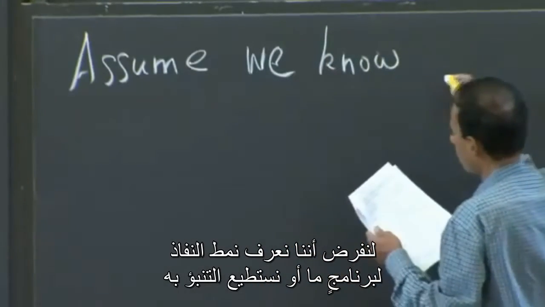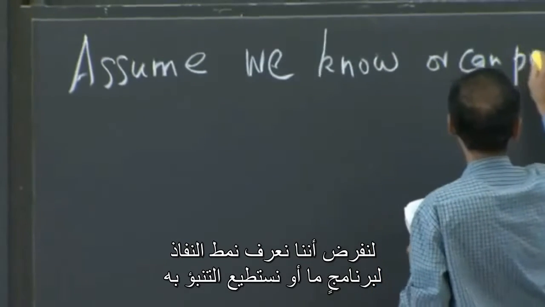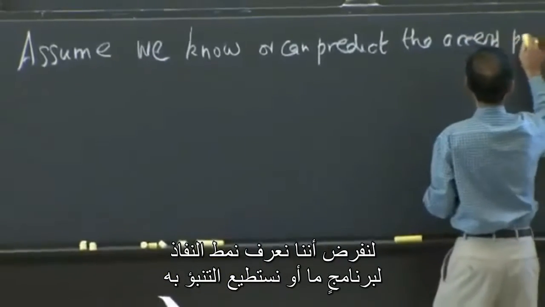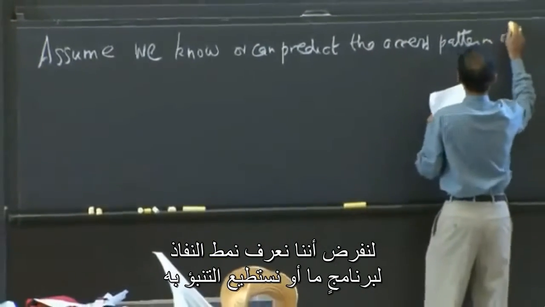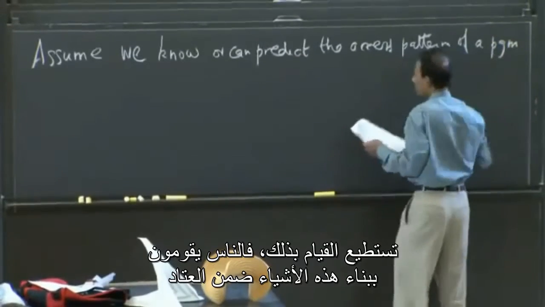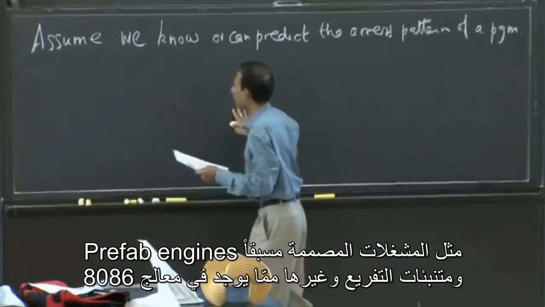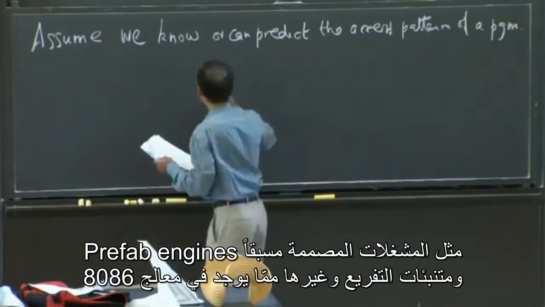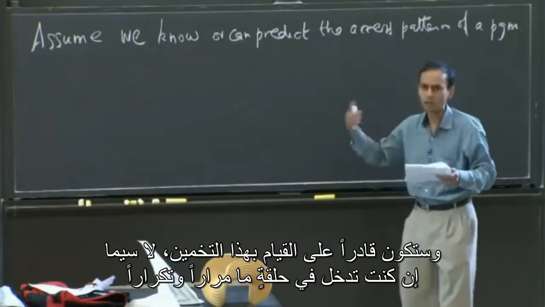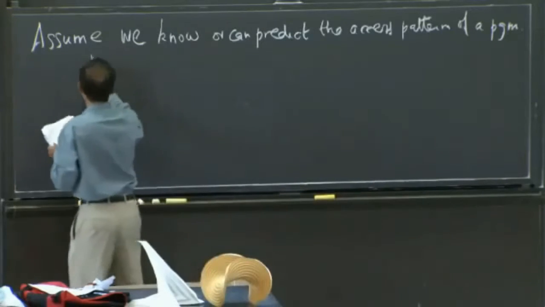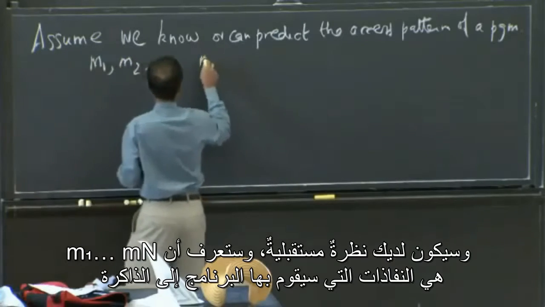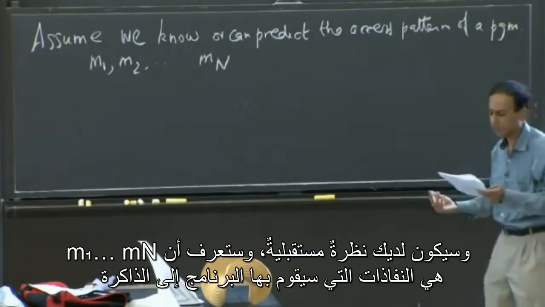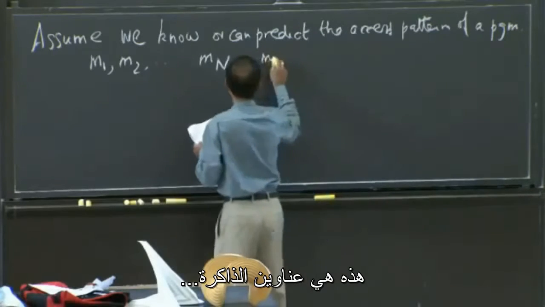So assume we know or can predict the access pattern of a program. And you can do this. People build these things in hardware, prefetch engines, branch predictors, and so on. They're in the x86 machines. And you can tell, especially if you're going through a loop over and over, you can make this prediction. But so you have some amount of look ahead, and you know that M1 through Mn are the memory accesses that this program is going to make. And these are the memory addresses.